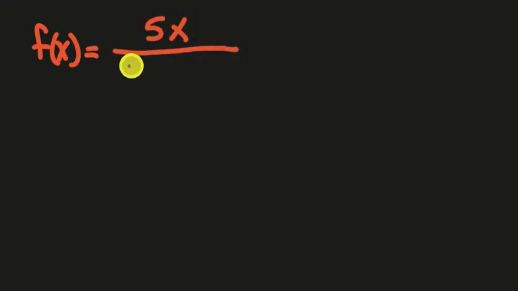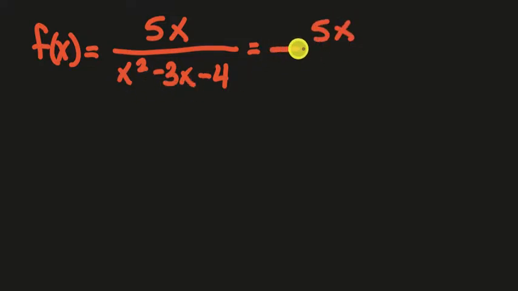Our next example is going to be f of x equals 5x over x squared minus 3x minus 4. Our first step here is we have to factor the bottom so that we can identify what x cannot be equal to.